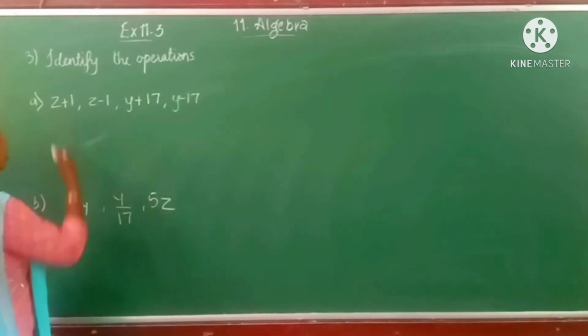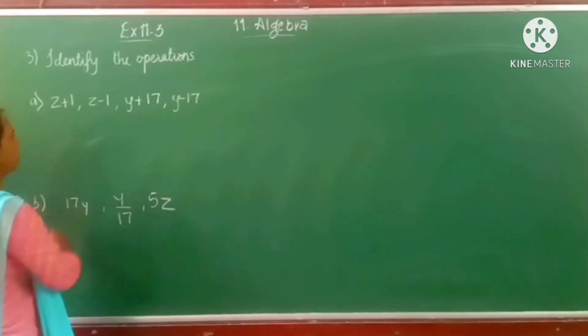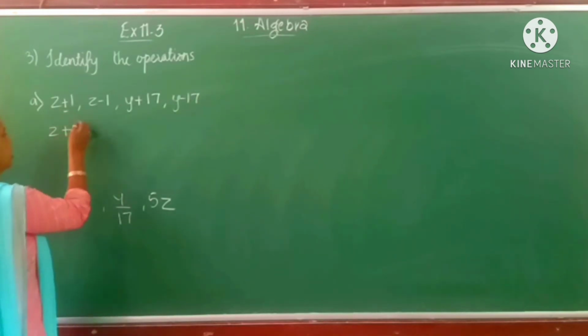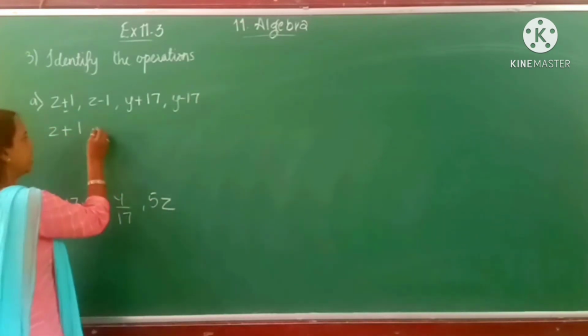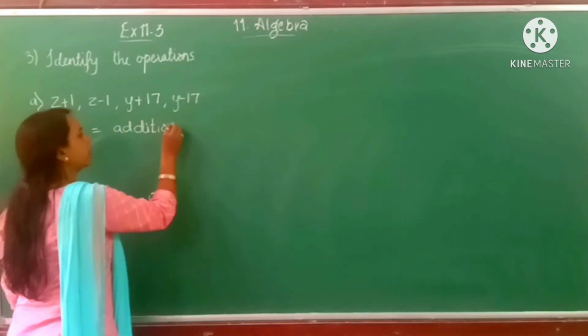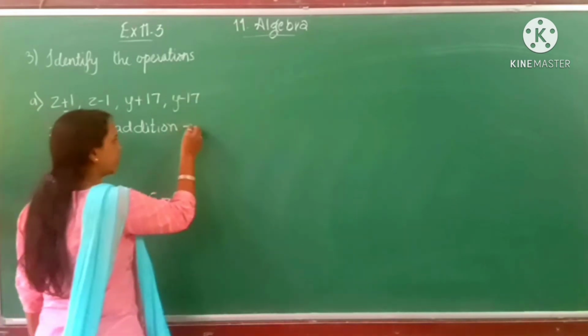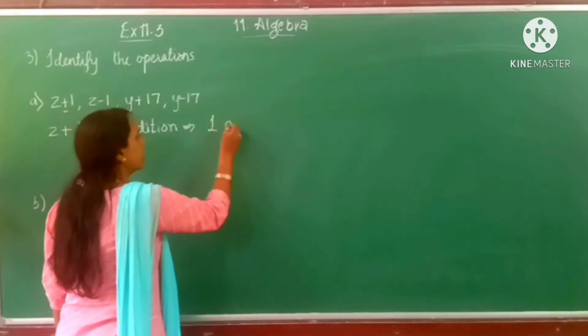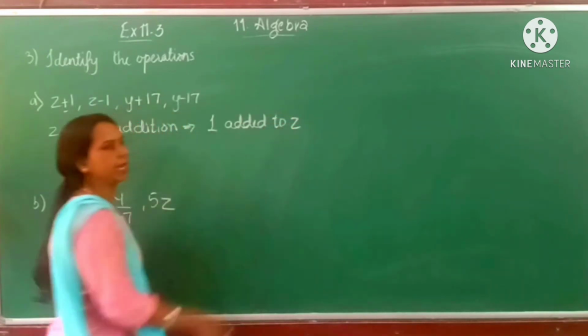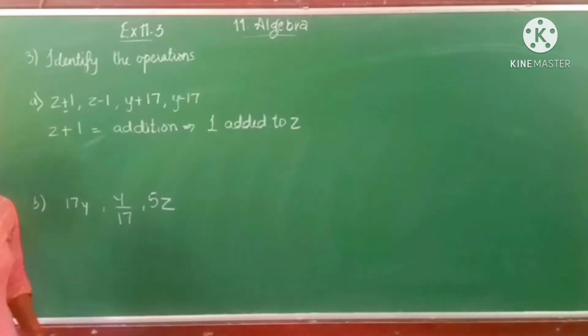Okay, talking about first, z plus 1. Here plus means z plus 1. So which operation is done here? It is addition. And how is the expression formed? Here the expression is formed when 1 is added to z. Okay, this is how the expression is formed.